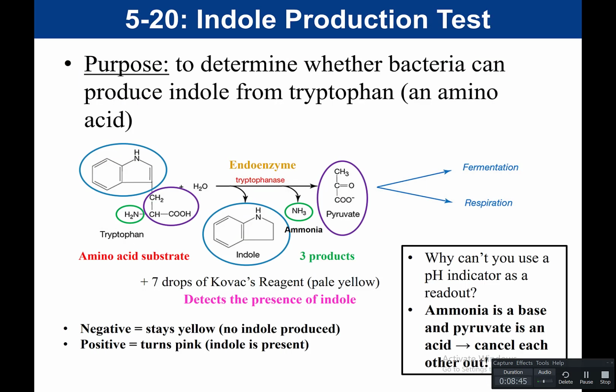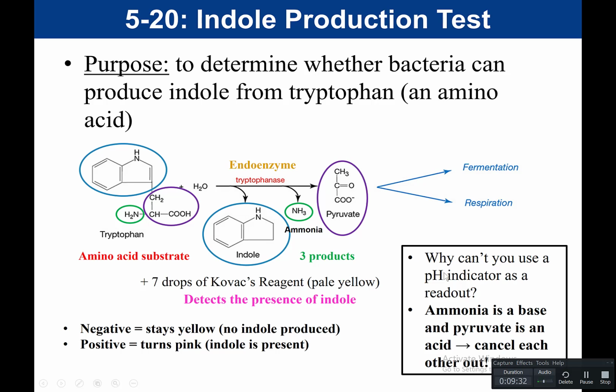So for your indole test, you want to know the purpose, right? The purpose is to determine whether bacteria can produce indole from tryptophan, and tryptophan is an amino acid. So you want to fill out your biochemical sheet, and your substrate is going to be tryptophan. The enzyme that would need to be recorded is tryptophanase, which is an endoenzyme. It's an enzyme that's going to stay within the cell. For the products, you're going to record that there are 3 products: indole, ammonia, and pyruvate.